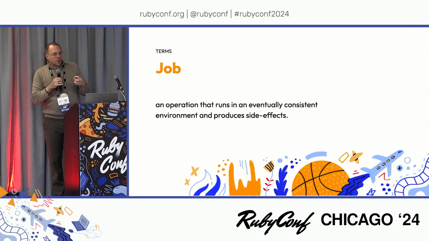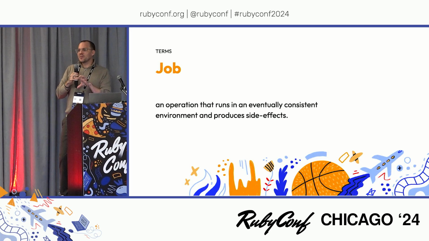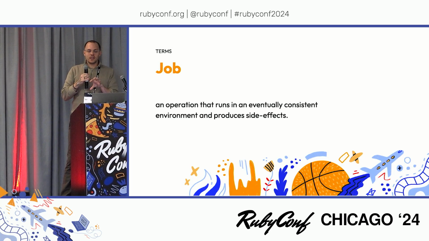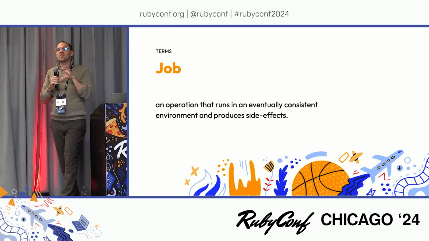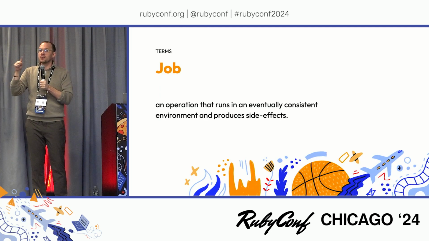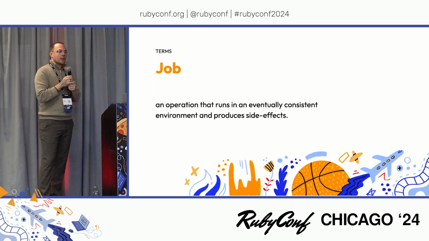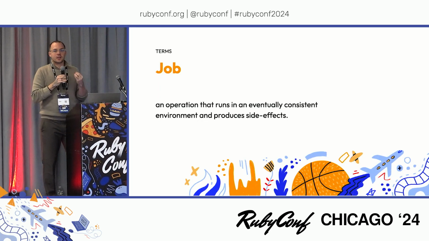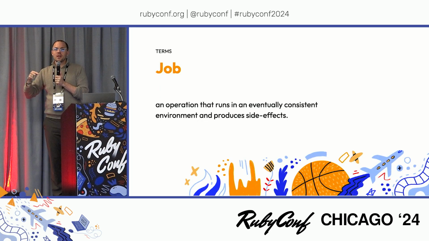All of these things together help us get a clearer sense of what we even mean by a job. A job is just an operation that runs in an eventually consistent environment, an environment that's going to try to self-heal through retries and is defined by the side effects that it produces, not the computation that it returns at the end, or the value that has been computed.